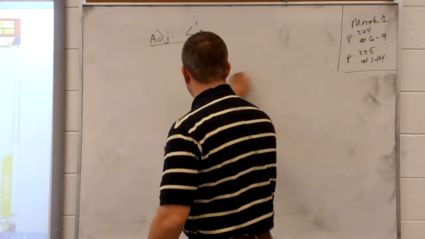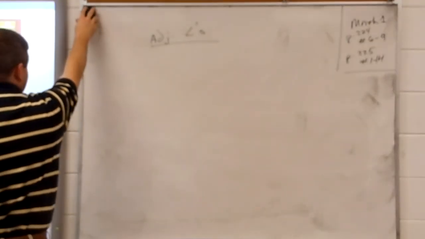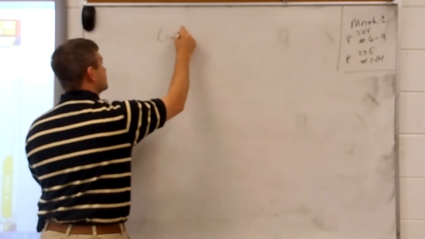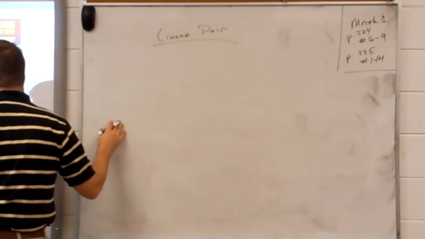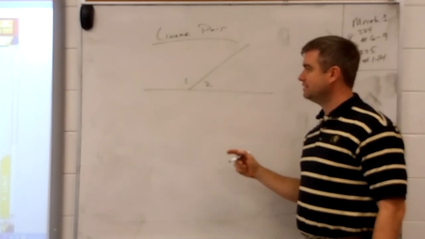The next one is linear pair. You've got linear pair, and then you've got right angles and congruent supplements. Let's talk about linear pair. A linear pair, the definition: two angles are a linear pair if their non-common sides are opposite rays. The way I like to say that is, two angles make a straight line. If I have two angles and their non-common sides, meaning this side and this side, are opposite rays, then that means they make a straight line.